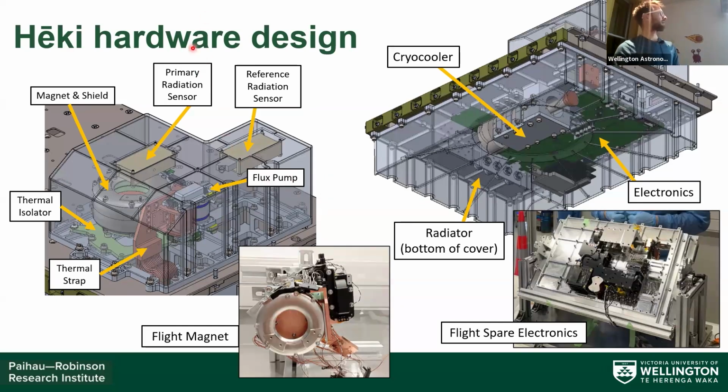The other thing to notice is we do have these two radiation sensors, one far away from the magnet and one closer to the magnet. And this will allow us to do quantitative tests of the radiation shielding concept using magnetic field.